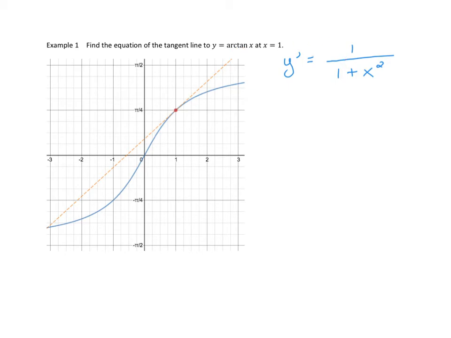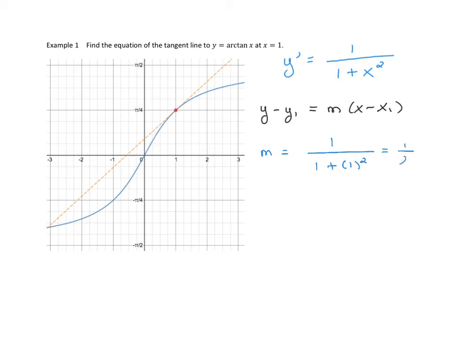Now, in terms of finding the equation of this tangent line, maybe I'll use this form of the line: y minus y1 is equal to m times x minus x1. What we need is a point, and I'll use the point 1 comma pi over 4 for my x and my y. And the slope m is going to come from the derivative. So let's start with the slope. Slope at 1 is going to be 1 over 1 plus 1 squared.